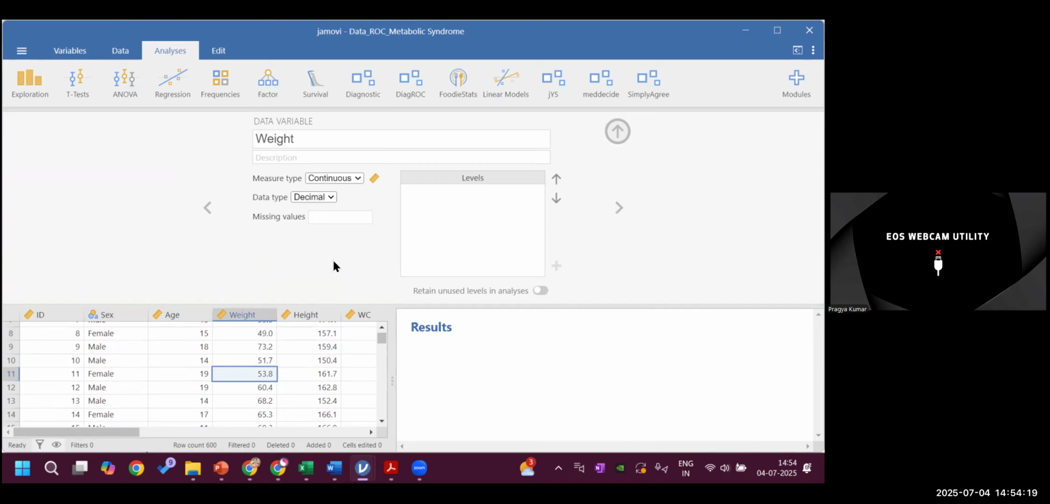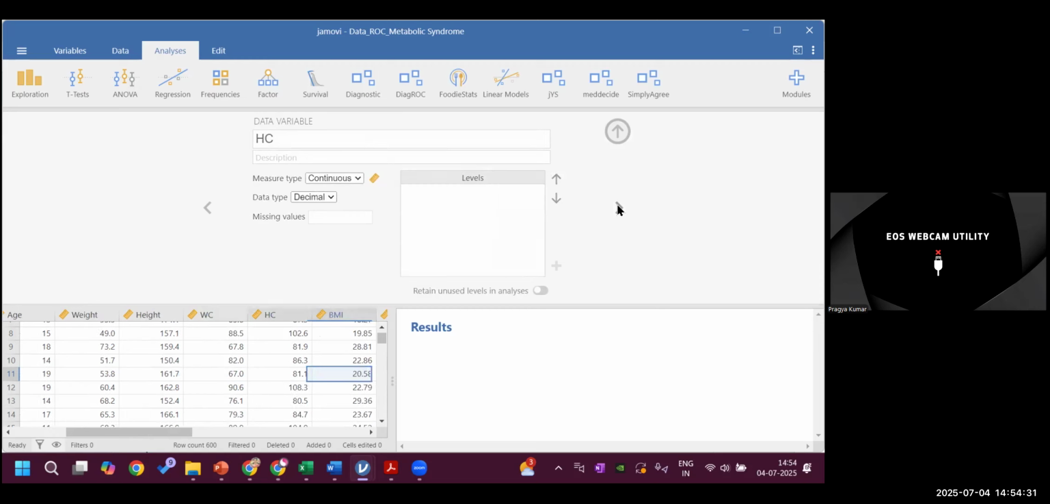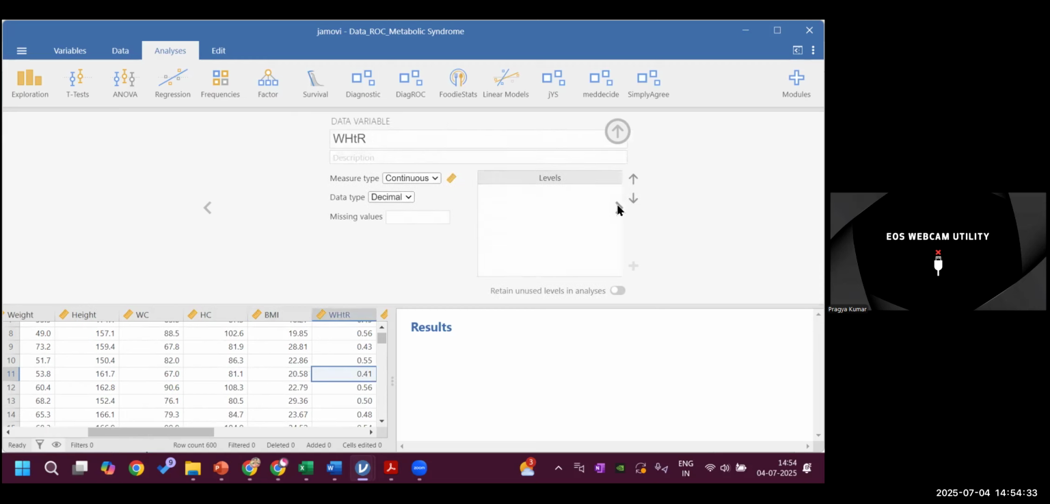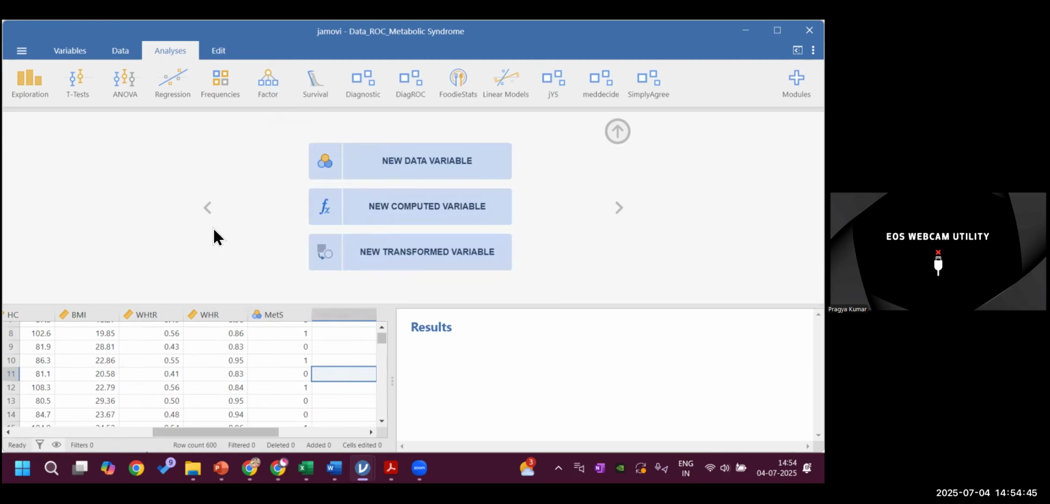See the weight. Weight is continuous. And then you check for height, which is again continuous. Waist circumference is continuous. Hip circumference, BMI, waist hip ratio, all these are continuous. And metabolic syndrome, you have got 0 and 1. So 1 means presence of metabolic syndrome and 0 means absence. So this is the data.